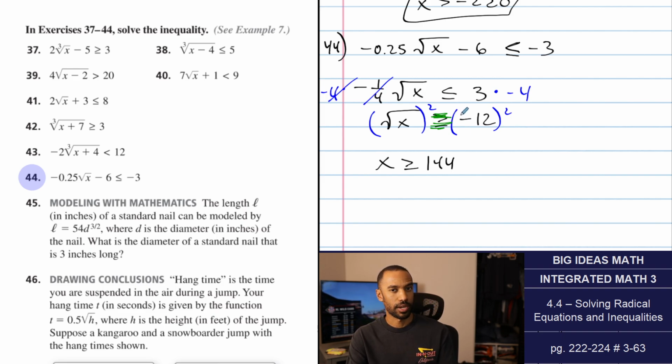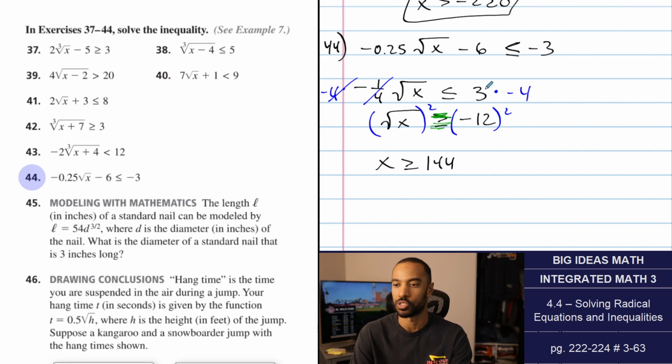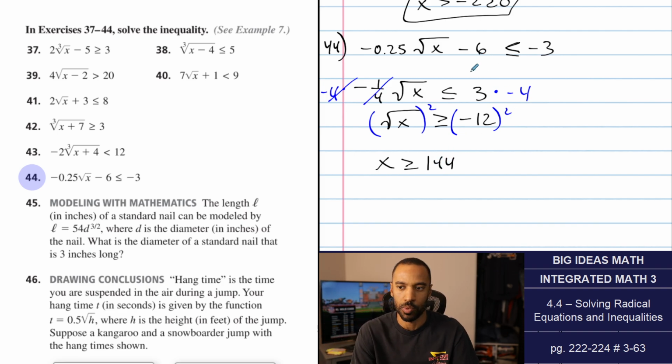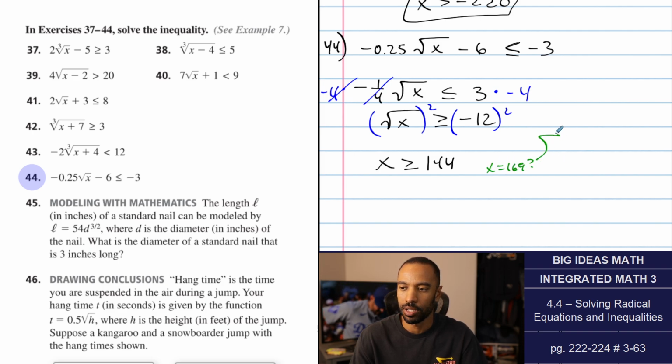Inequalities can also lead to extraneous solutions. I haven't had to care about it before because it was always positive on the other side. This time it was negative. Try and plug in 144 or a number greater than, let's see, 169 is a perfect square as well, right? So let's try it right here. Try x equals 169. Does that work?